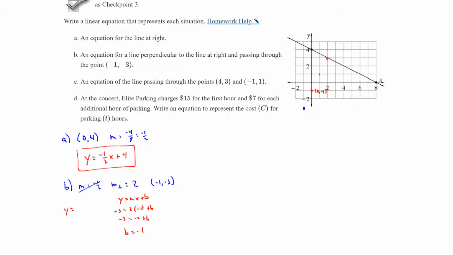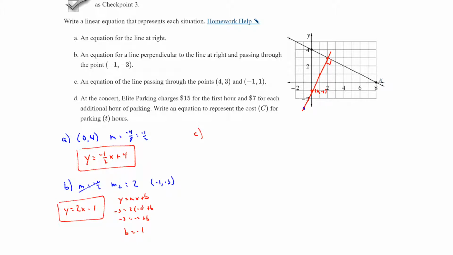So y is equal to m, which we found to be 2, and then we have x, and then our b value was minus 1. So y equals 2x minus 1. And so if you draw on that line, you kind of see, does that appear to be perpendicular? And it does.